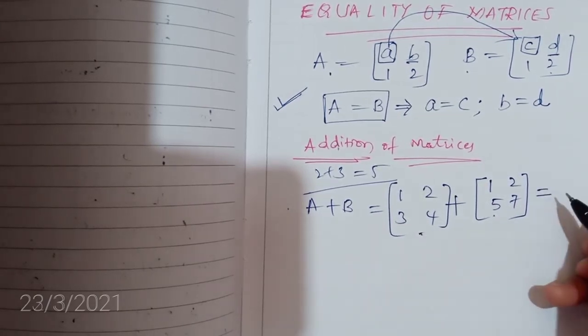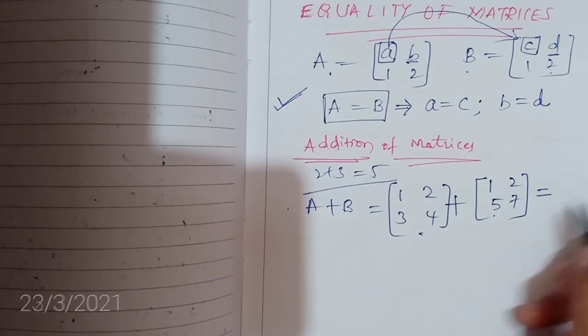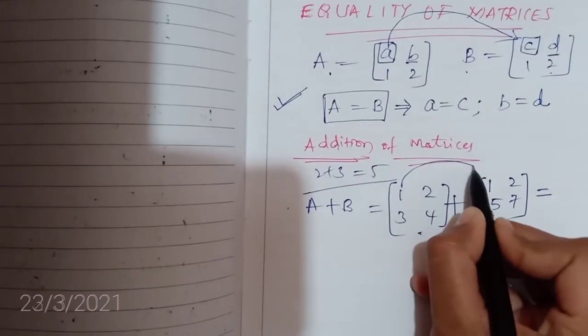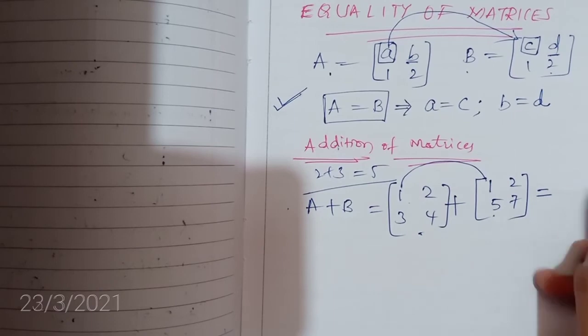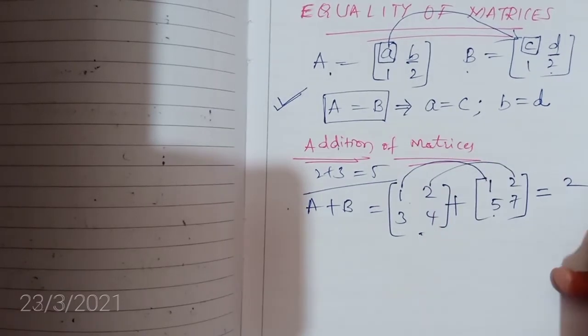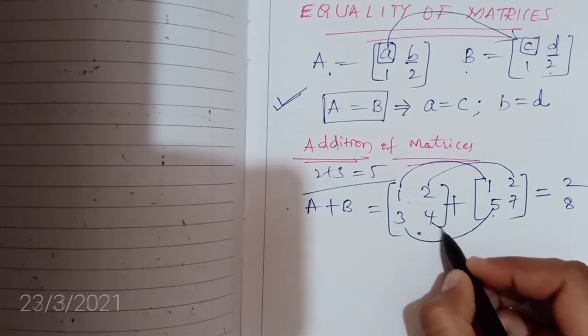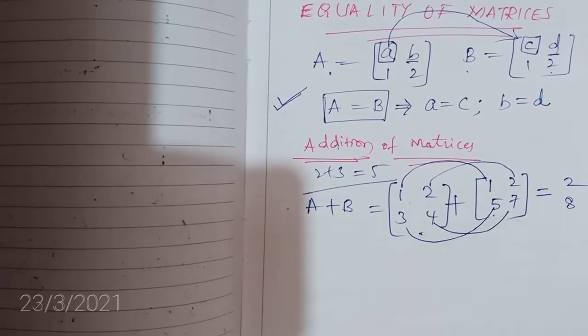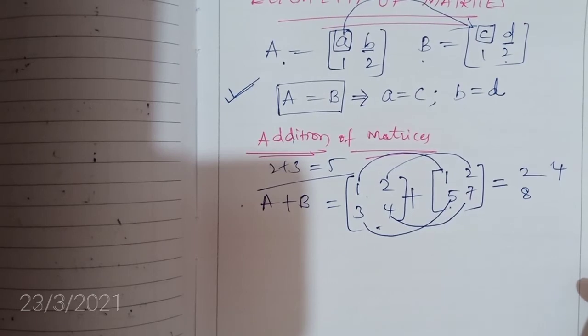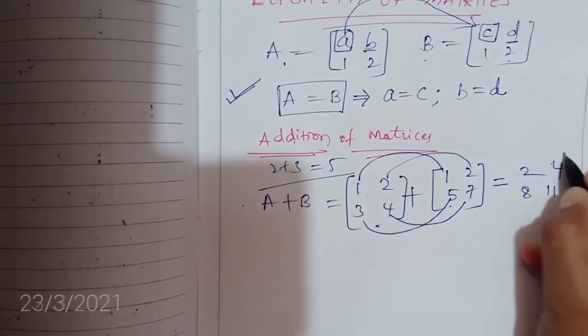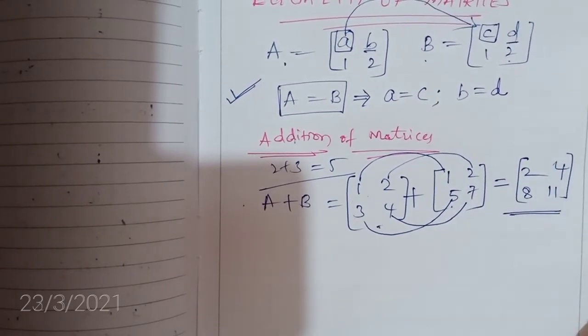If you have to add these two matrices, then what you are going to do is again add corresponding elements, that is the first element with the first element. 2 plus 2 is 4, 5, 3 is 8, 4 plus 7 is 11, right?